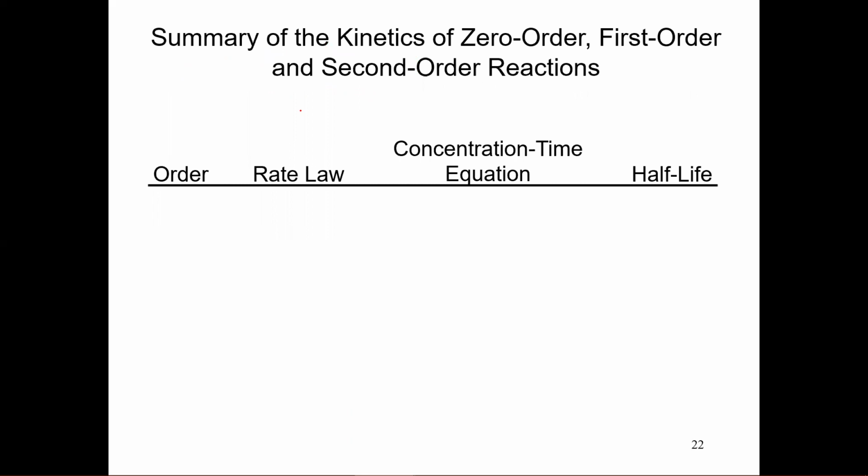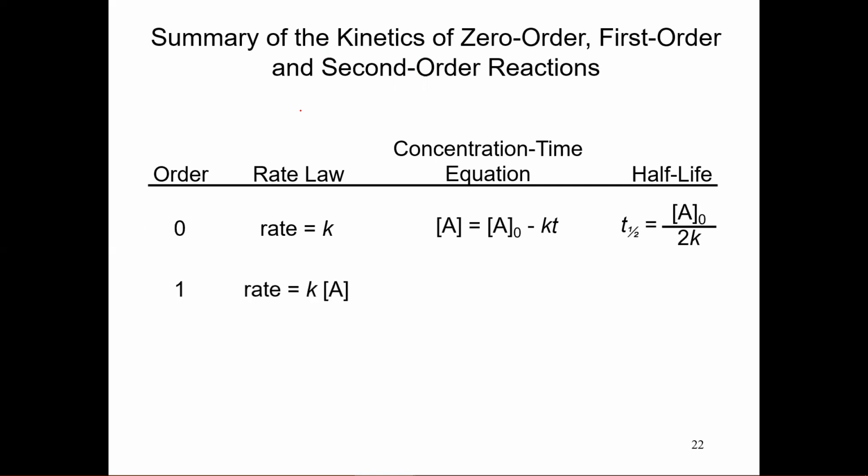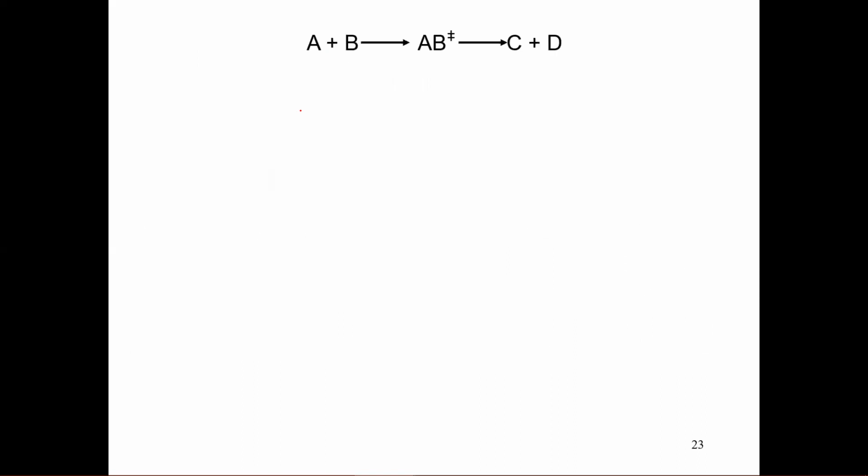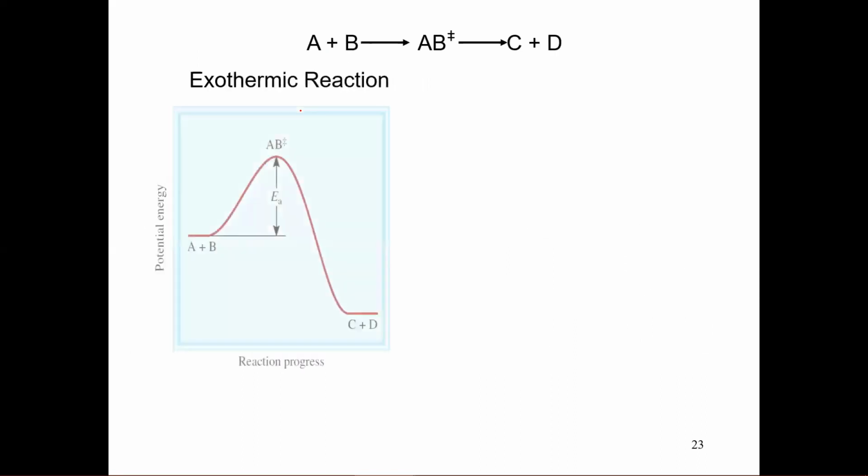Summary of the kinetics: zero order, first order and second order reactions. You have a rate law, where the rate equals k, the concentration-time equation, and the half-life. The problems that you have in the book, as well as in the lab, would be related to using these equations. So these equations will be provided for you. That's just important to keep in mind, okay?